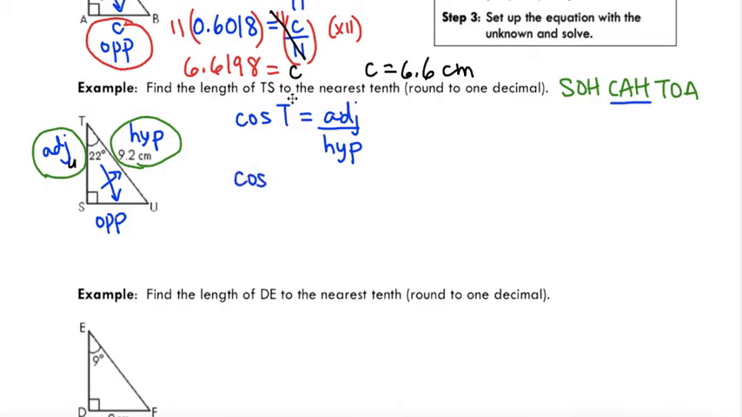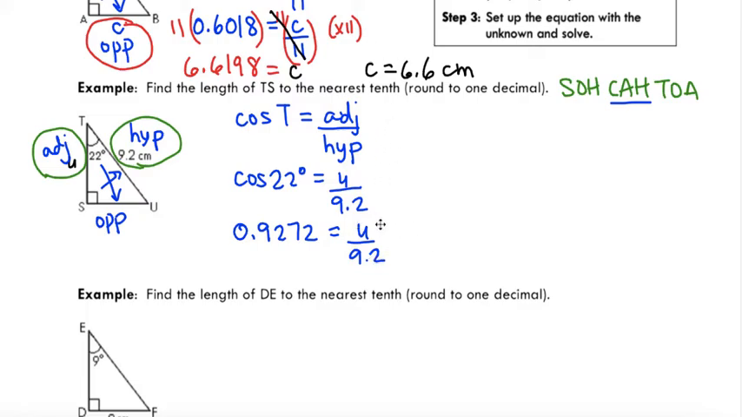So the cos of angle T, which is 22 degrees, is equal to my adjacent side, which is little u, over my hypotenuse side, which is 9.2. From here, I want to use my calculator to figure out what the cos of 22 degrees is. In my calculator, I press the cosine button first, and then I enter in 22 degrees, and I press equals, and I get a value of 0.9272 if I round to 4 decimal places. And that's equal to u over 9.2.